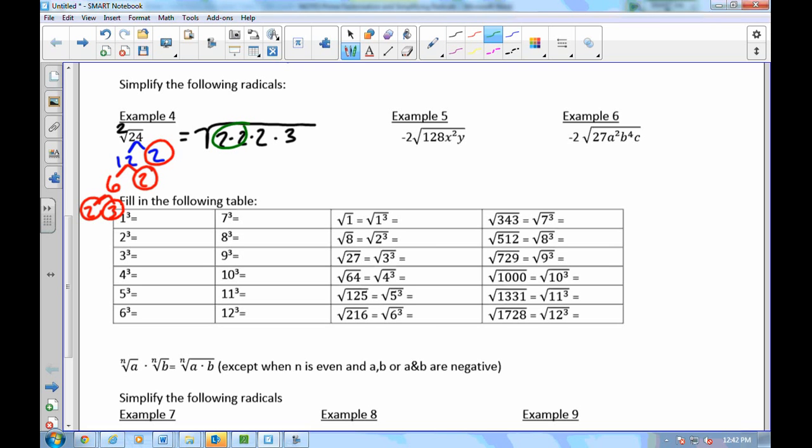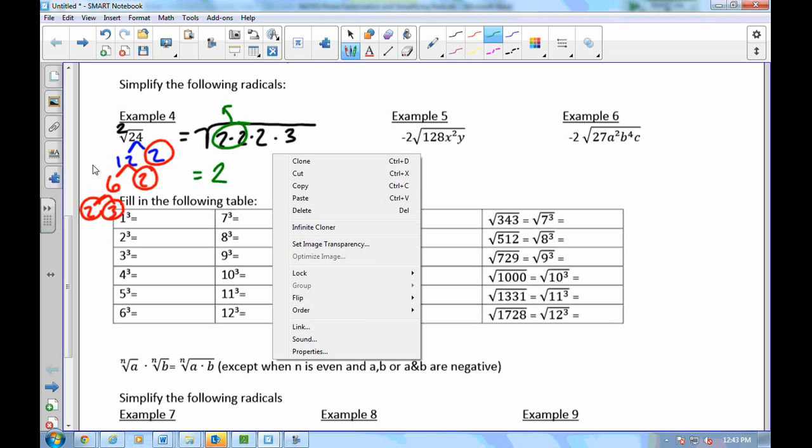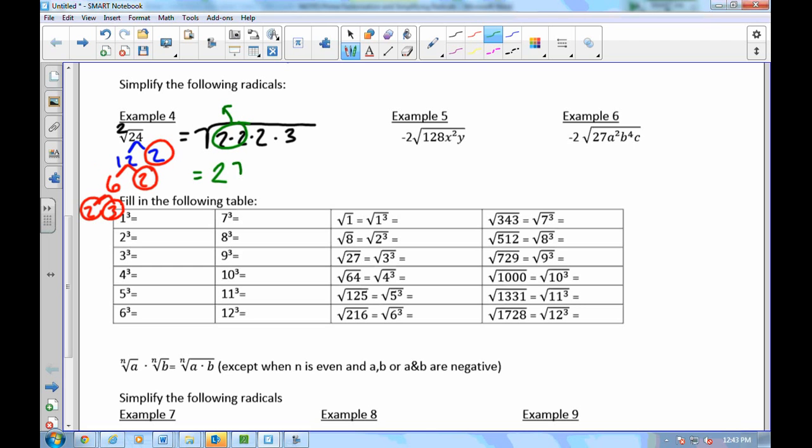Okay, so I have one pair of 2's that pulls out. Does anything else pull out? Can I put these 2 together? I can't put those together. Does it become 5? No. 2 and 3 becomes 6. So simplified, you don't leave it as 2 times 3. You multiply them back together.